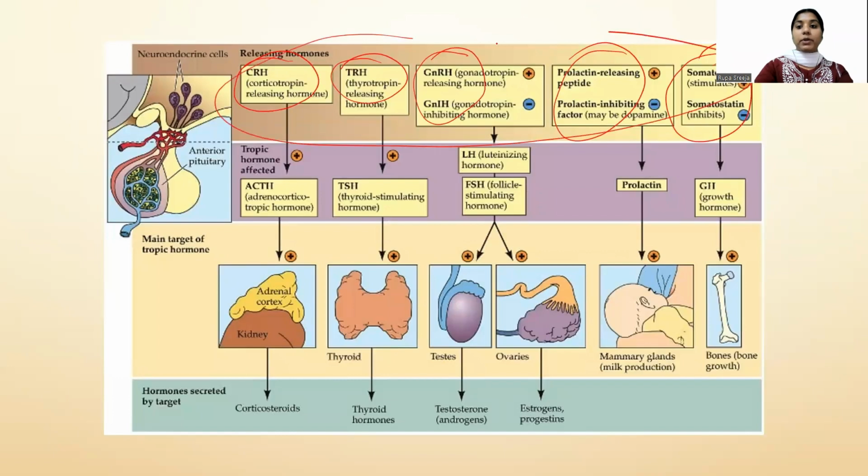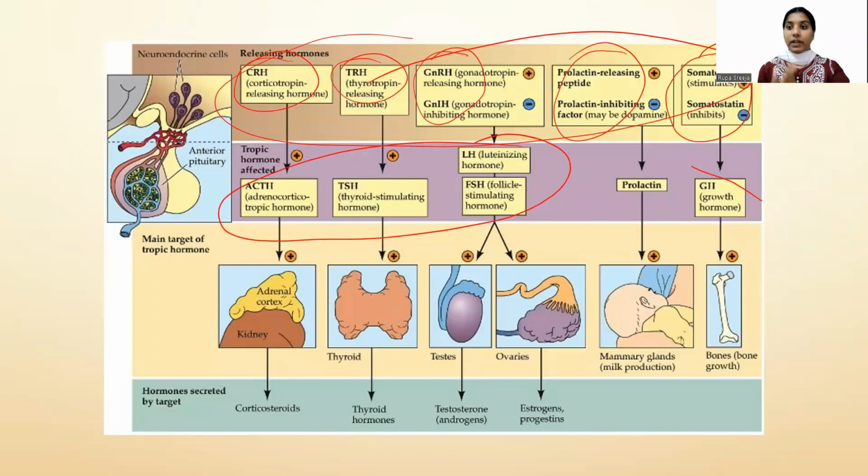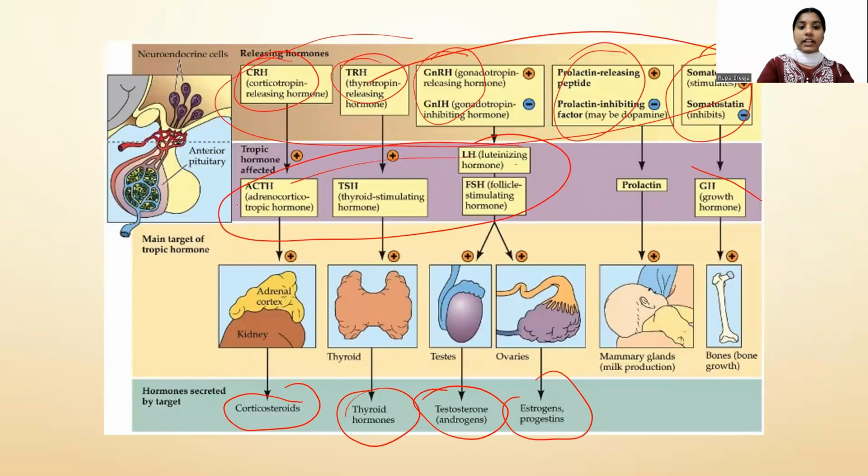These hormones stimulate the release of stimulatory hormones or tropic hormones. These tropic hormones make the glands release the prime hormones like corticosteroids, thyroid hormones, testosterone, estrogens, and progesterone. The hormones that make the endocrine glands release the working hormones are called tropic hormones.